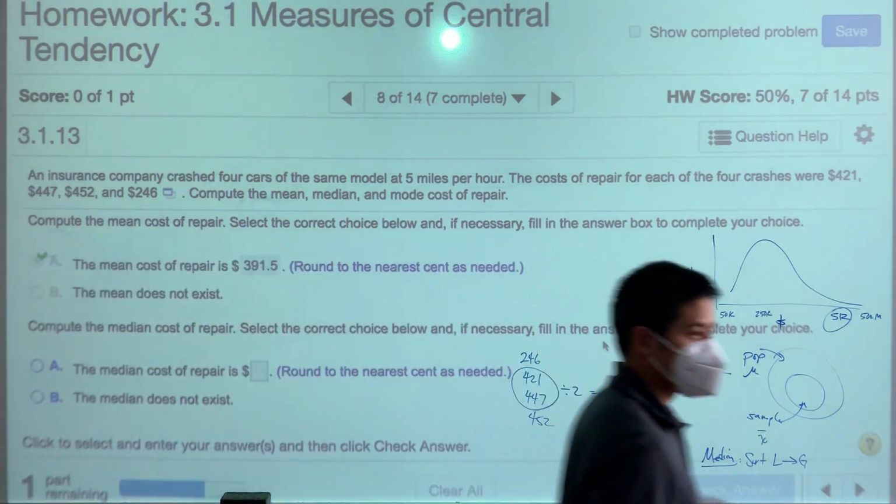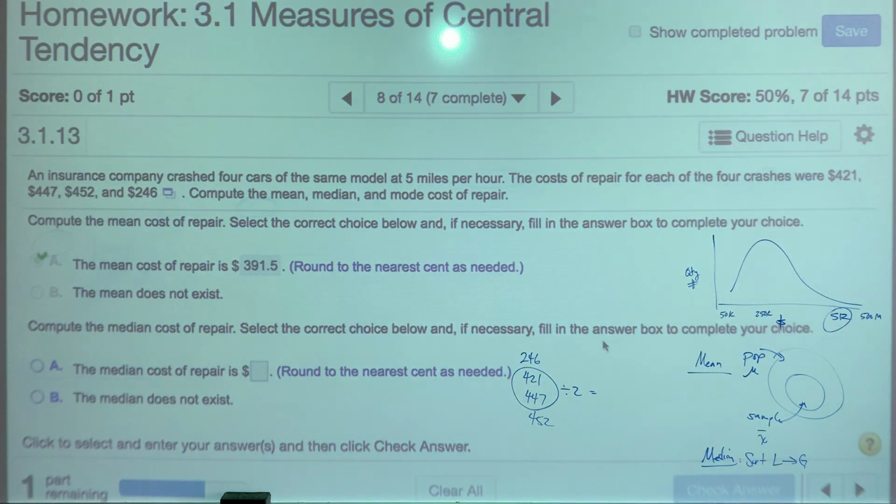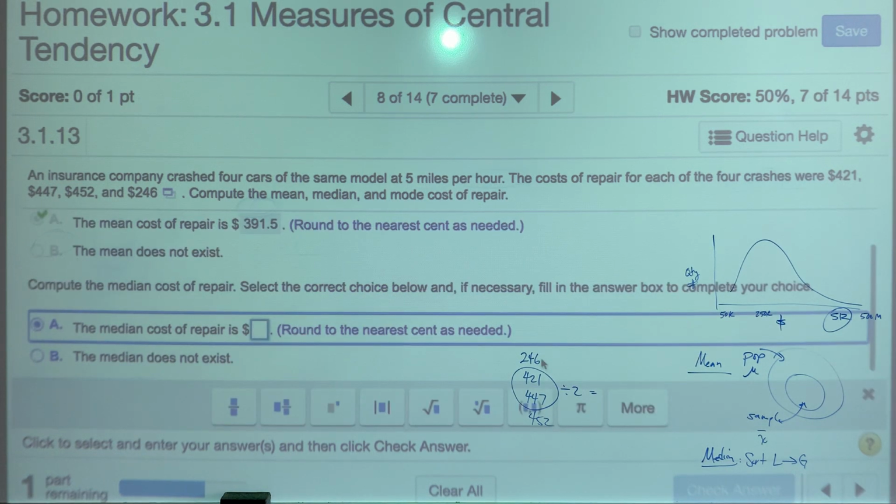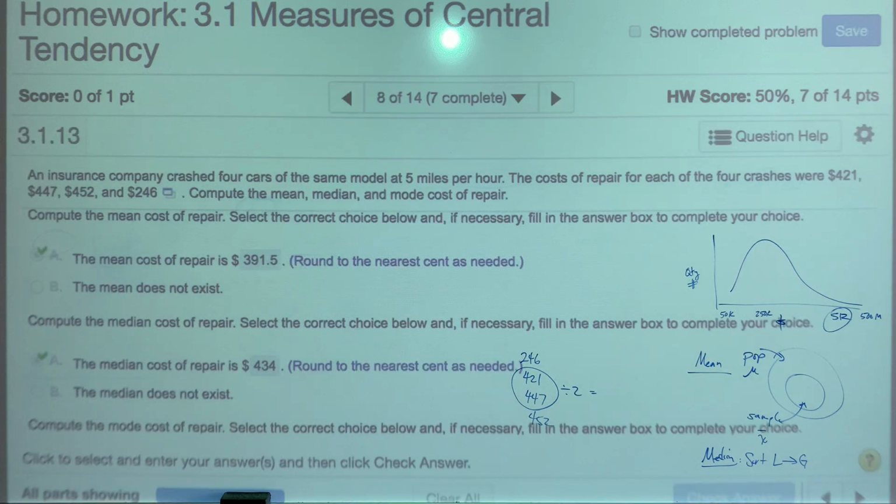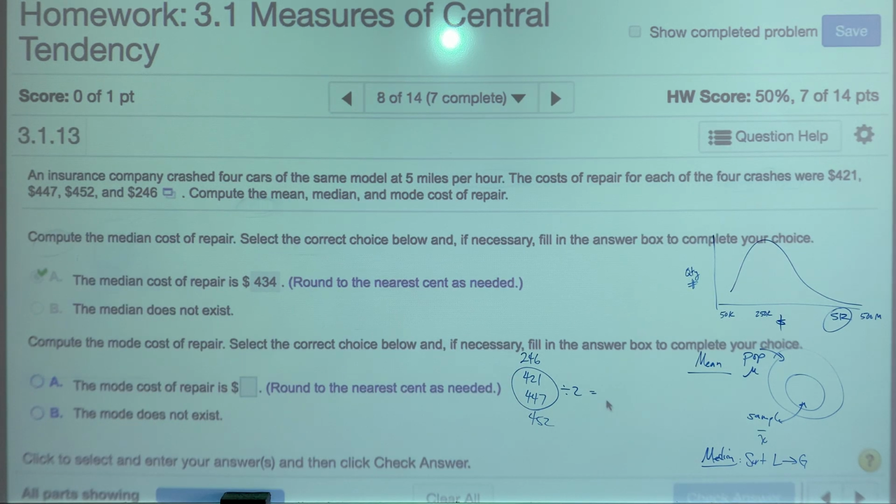Somebody got it for me? Somebody got a median for me on mine? Should be 400 something. Yeah, 434. Thank you, that looks good. All right, so there's the median on that one.